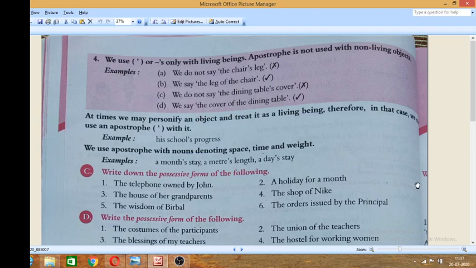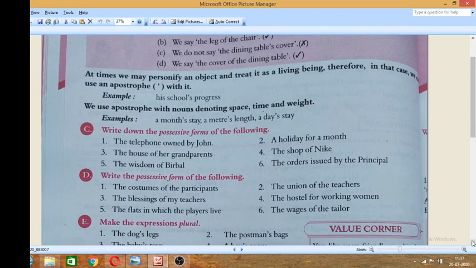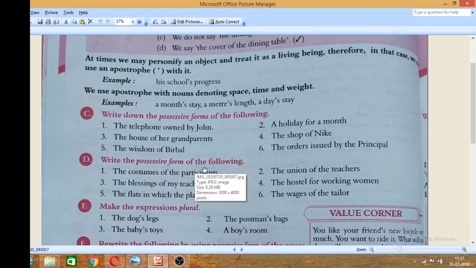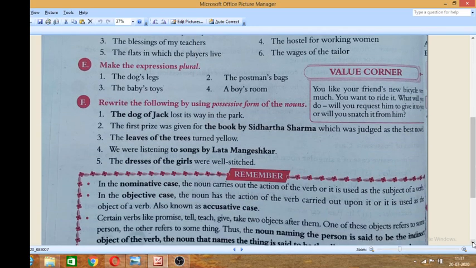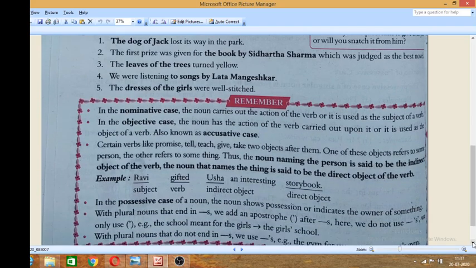So next are the examples. This is the exercise, you have to do it. Write the possessive form of this. Use the possessive of the following. Write in the possessive form. You have to do it yourself, then I will provide you the answer key. Remember, this is the main thing about this topic.